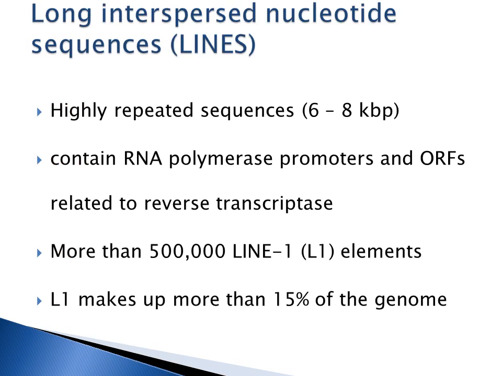So one type of polymorphism we're going to discuss is a LINE, or a long interspersed nucleotide sequence. So LINEs are very highly repeated sequences that are between 6 and 8 kilobase pairs. They contain RNA polymerase promoters and open reading frames related to reverse transcriptase. There are more than 500,000 LINE elements, and LINEs make up more than 15% of the genome.